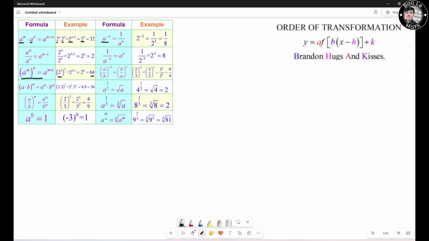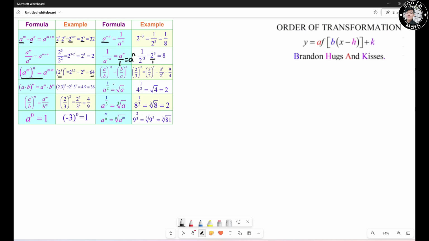Now, what if I have 1 over a to the negative n? I need to make the exponent positive, so I just flip it. It turns out to be a to the n over 1, which means a to the n. Here's the example: 1 over 2 to the negative 3 turns out to be 2 to the third over 1, which is 8.